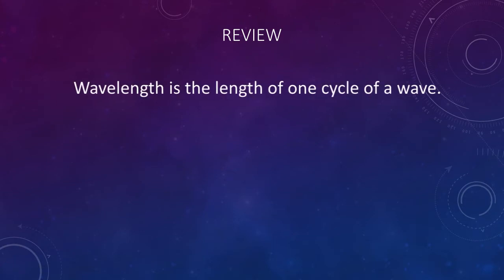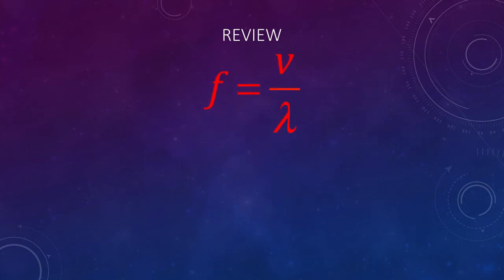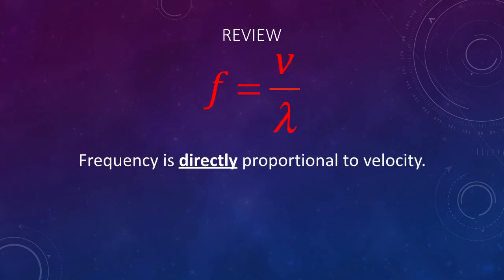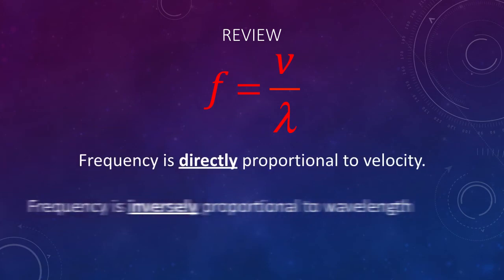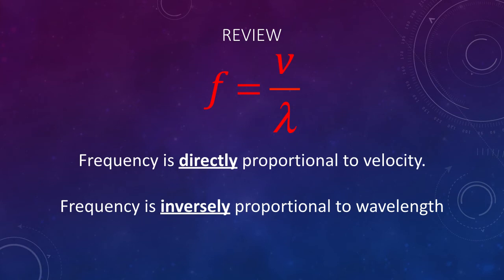To review, wavelength is the length of one cycle of a wave. Frequency equals velocity over wavelength. Frequency is directly proportional to velocity. Frequency is inversely proportional to wavelength.